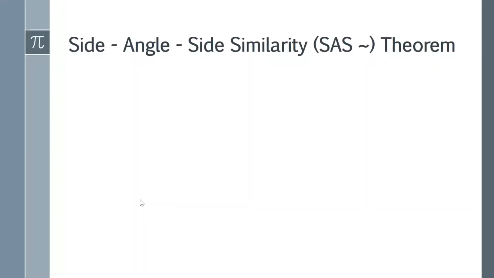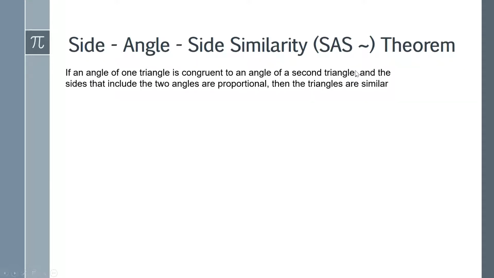So what's our next theorem? We've got side-angle-side similarity. So that's SAS with the similarity symbol. You notice these are a lot like the congruence theorems and postulates, except we have similarity now. So we're going to use some of the same things to show similarity. So here is our theorem. It says if an angle of one triangle is congruent to an angle of the second, and the sides that include the two angles are proportional, then the triangles are similar.